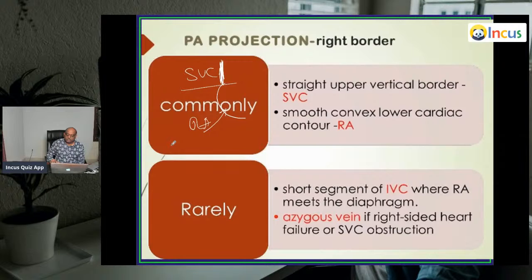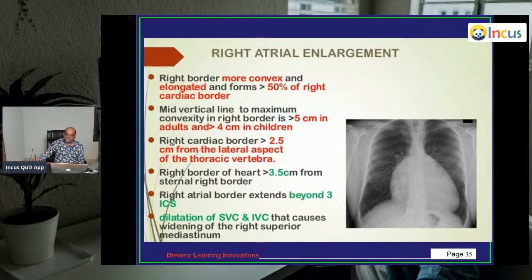Now, if you look at right atrial enlargement, when will right atrial enlargement occur? Anything which is a regurgitant or a stenotic lesion at the level of the tricuspid valve will lead to right atrial enlargement. Similarly, if there is pulmonary hypertension with a back pressure onto the right ventricle, that will have a back pressure on the right atrium.